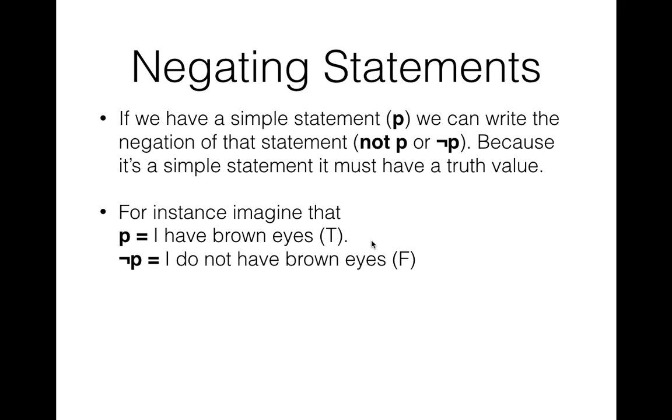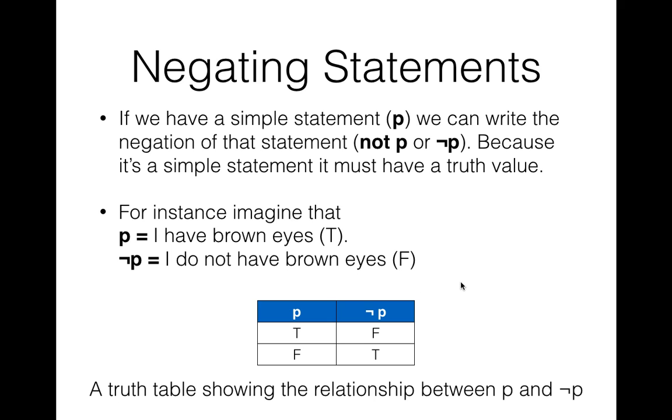Now, the statement and its negating statement are always going to be opposites. If one is true, the other one must be false. So we can draw a little table to represent this. So let's see here, if P is true, then not P must be false. But if P is false, then not P must be true. This little table we call a truth table, and it shows the relationship between P and not P.